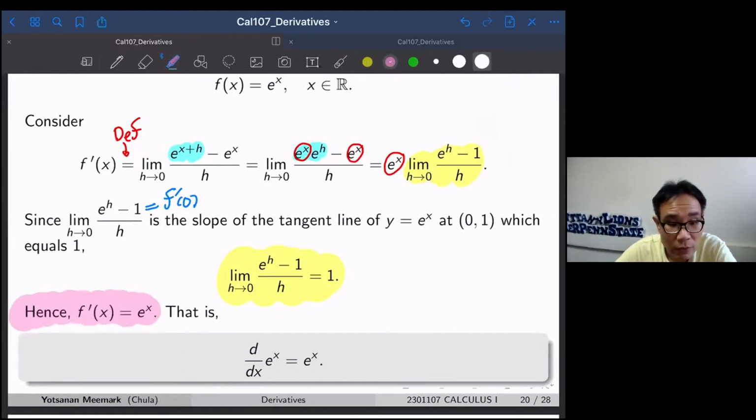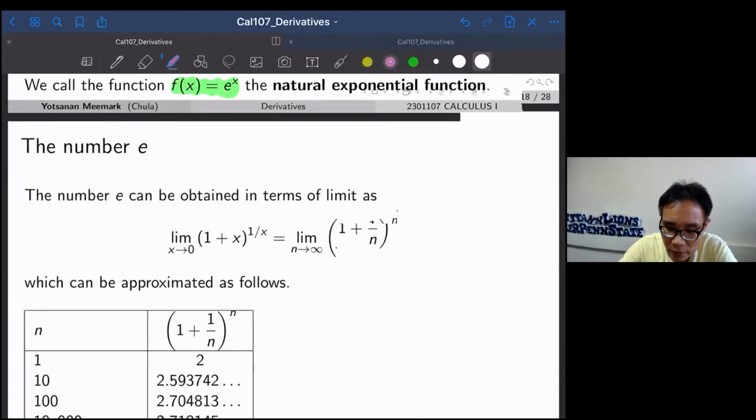We have the derivative of e to the x turned out to be e to the x. So this one will be our conclusion: the derivative of e to the x equals e to the x. Let me conclude this one first.